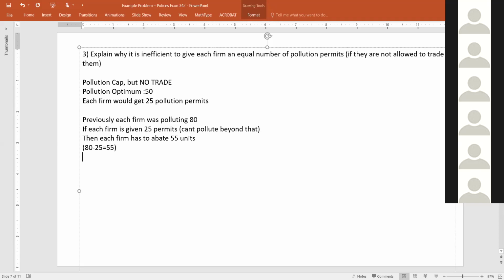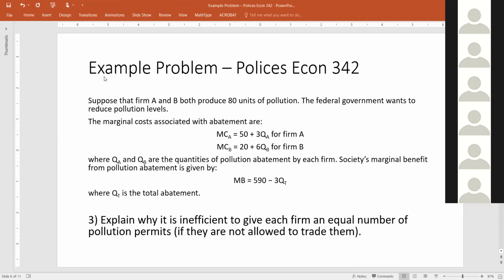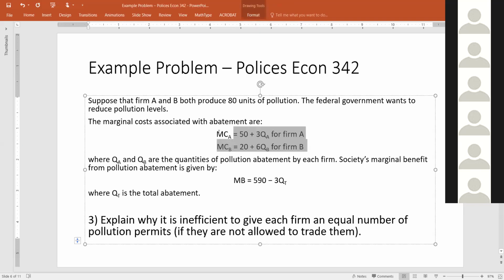So why is it inefficient? We can just plug that into our marginal cost functions. So what I'm going to do is scroll up real quick and get our marginal cost functions.